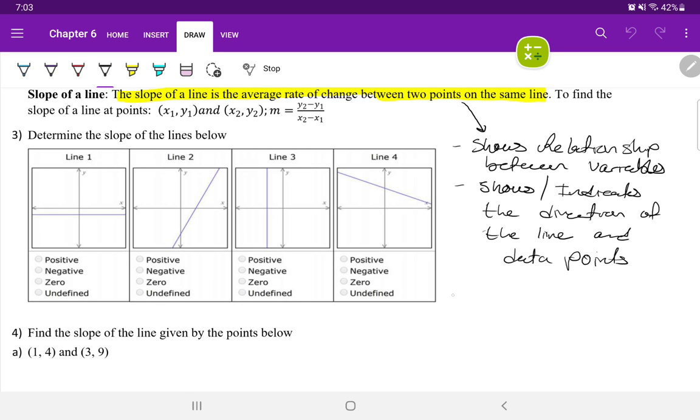We have a positive slope, and positive means it goes up. As x increases, y increases. A negative slope is like going downhill. Positive is uphill, negative is downhill. We have the zero slope, which is a constant line. So it doesn't go up and it doesn't go down. It stays the same. And then we have something that is undefined.